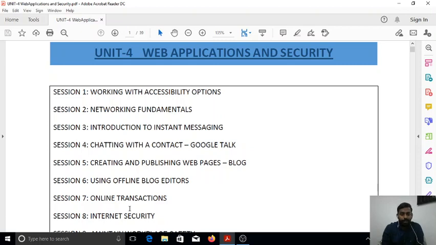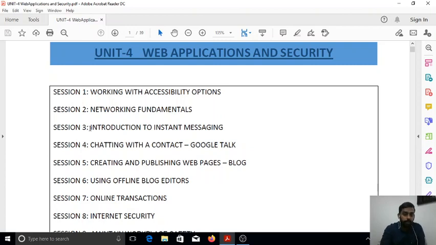When you look closely, you can understand one thing: except the first topic, working with accessibility options, all other topics are connected to network or internet or chatting or blog, all those kinds of stuff. Before moving on from the 3rd to the 11th, you must have a clear understanding of what a network actually is, because all the topics from session 3 to 11 require a thorough knowledge of what a network is. So we are moving on to networking fundamentals first, and working with accessibility options will be discussed later.